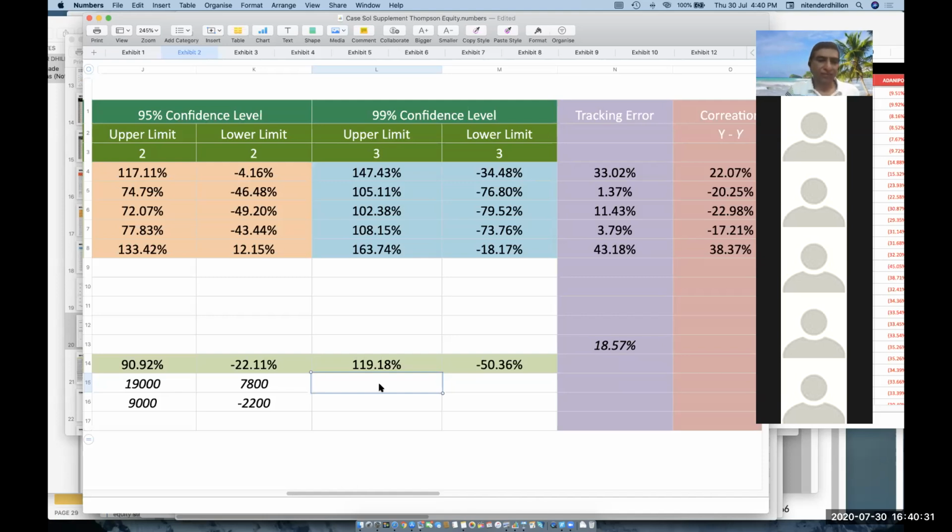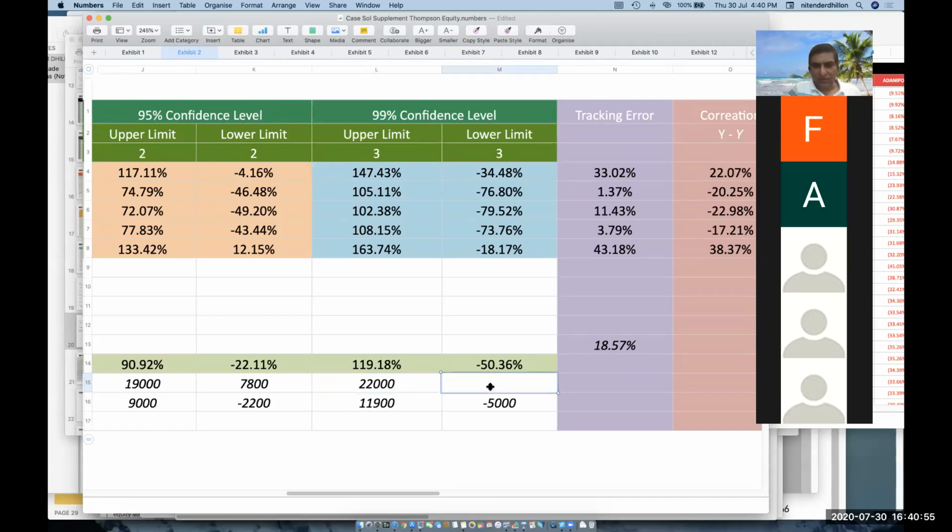कितना बनेगा? 11,900. 11,900 is a gain. And how much is the loss? नहीं sir, 5,000. 5,036. Yeah, so this will become roughly around 22,000. Correct? Yes. And this will become, let's say, 5,000. Sudhanshu, sorry.